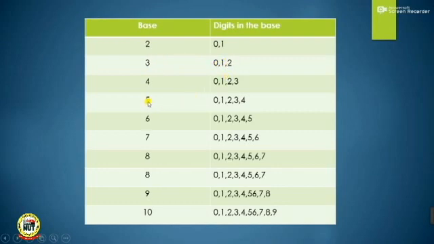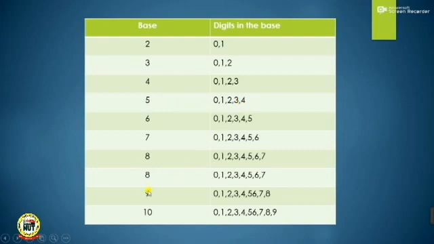Then for base 5, you say 5 minus 1, which will give you what? 4. It therefore implies that the highest digit in base 5 will be what? 4. So you start with 0, 1, 2, 3, 4, because 4 is the highest digit in base 5.